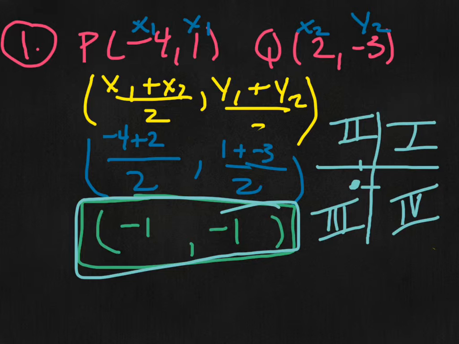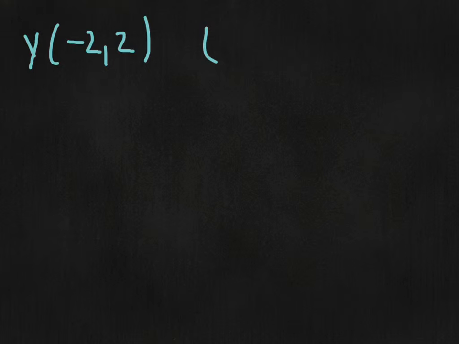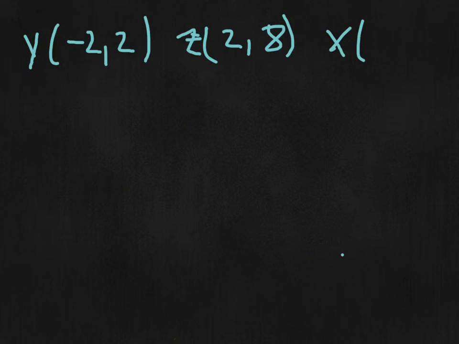If we look at number 2 in your notes, you were given the midpoint, which is (-2, 2), and one other endpoint, which is Z, which is (2, 8). And we need to find the other endpoint, X. We don't know what that is, but we need to find that.